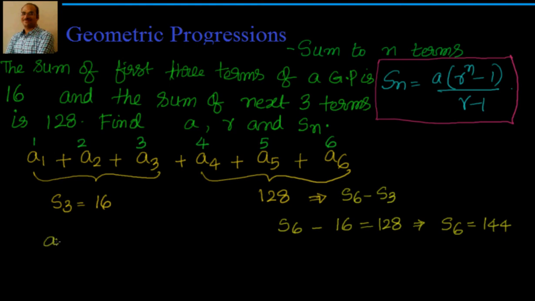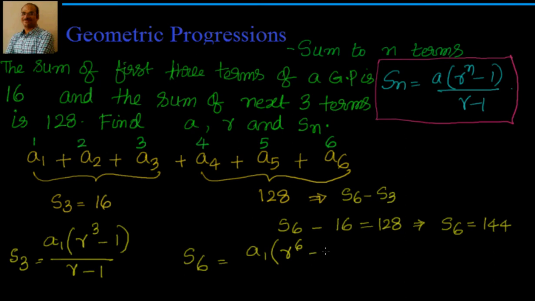The first term is A1, because we have taken the first term as A1. S3 equals A1 into R to the power of n, that's nothing but R cube minus 1 by R minus 1. This is equal to S3. Now let us see what is S6. S6 equals A1 into R to the power of n, that is R to the power of 6 minus 1 by R minus 1. Now let us say this is equation number 1 and this is equation number 2.